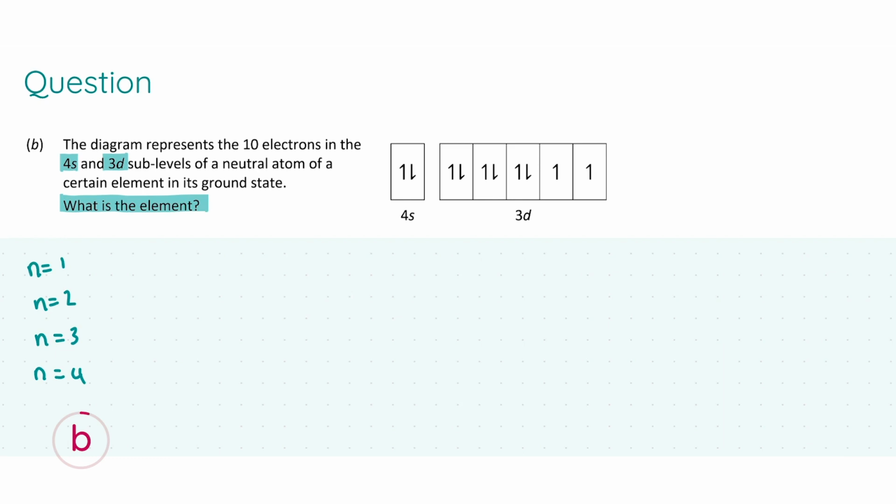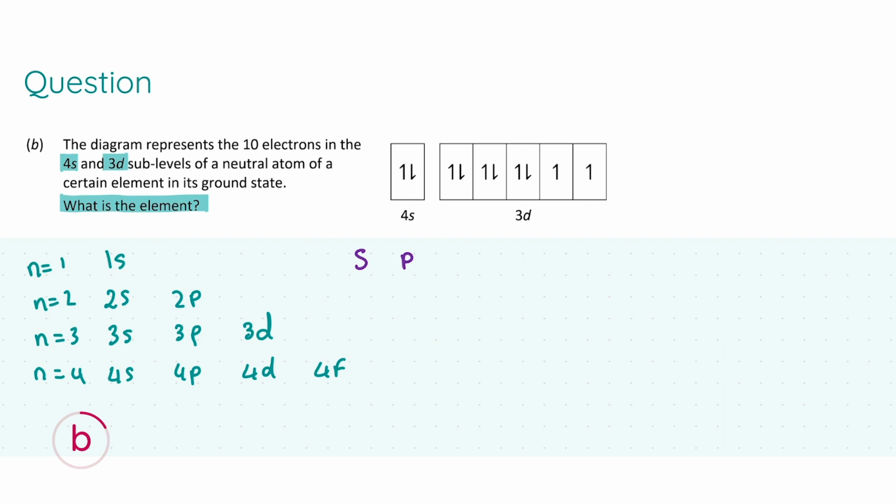The first shell only has one sublevel, and that is 1s. The second shell has 2 sublevels, 2s, 2p. The third shell has 3 sublevels, which are going to be 3s, 3p, 3d. And then the fourth shell has 4 sublevels, and that is going to be 4s, 4p, 4d, and 4f. An s sublevel can hold 2 electrons. It has 1 orbital, so it can hold 2 electrons. I'm just going to make a note of that here.